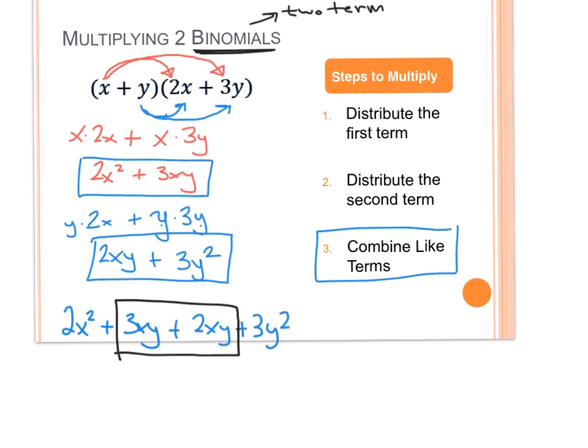And then what I can do with that is combine those, and I get 2x squared plus 5xy plus 3y squared. So the idea behind this one is I'm kind of, in a way, distributing twice. So if we see another binomial in front of another binomial, we're basically just going to use our distributive property twice.